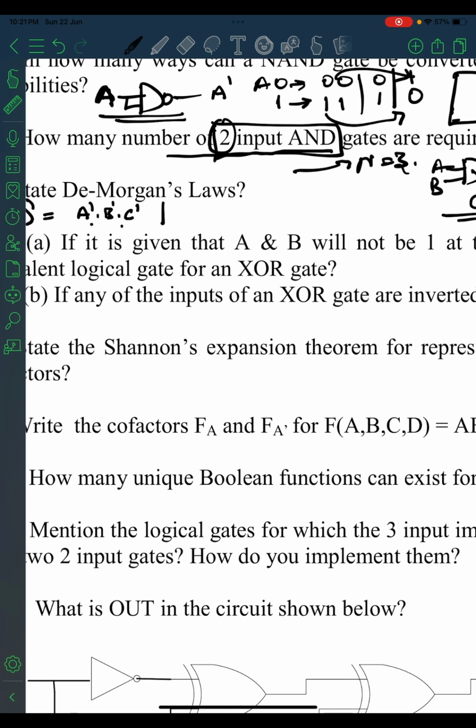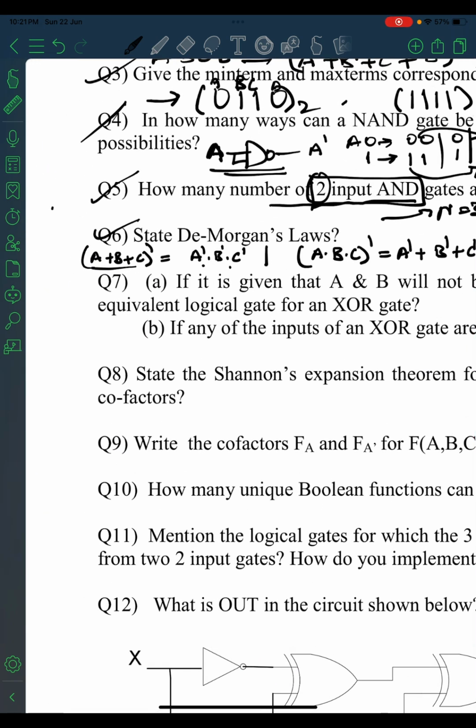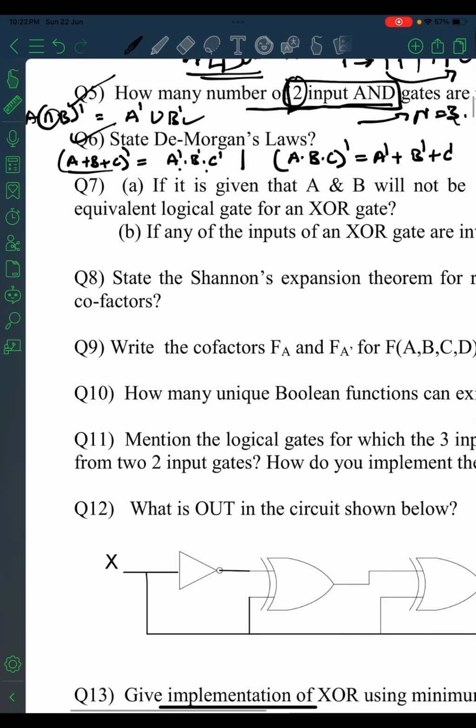The second is the reverse case. A dot B dot C whole bar is equal to A dash plus B dash plus C dash. So this is what De Morgan's laws mean. The same goes for the sets. In our childhood we had A union B whole complement is equal to A complement intersection B complement. In a similar way, here the plus and dot signs represent OR and AND respectively. That is the solution for the sixth question.